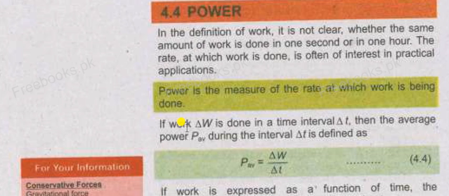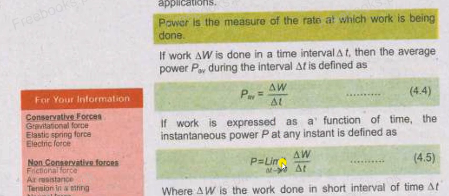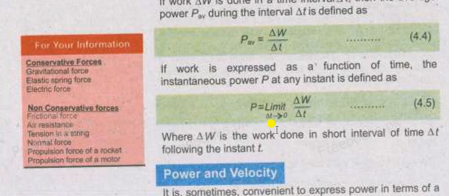So if delta W work is done in a time interval of delta T, then the average power during the interval delta T is defined as mathematically power average is equal to delta W over delta T. So if time interval is very small, in the limiting case, power can be mathematically written as limit delta T approaches to 0, delta W over delta T. So this is the mathematical expression and the definition of power.